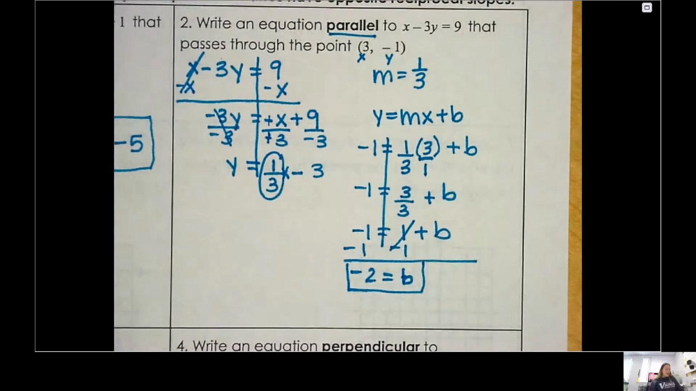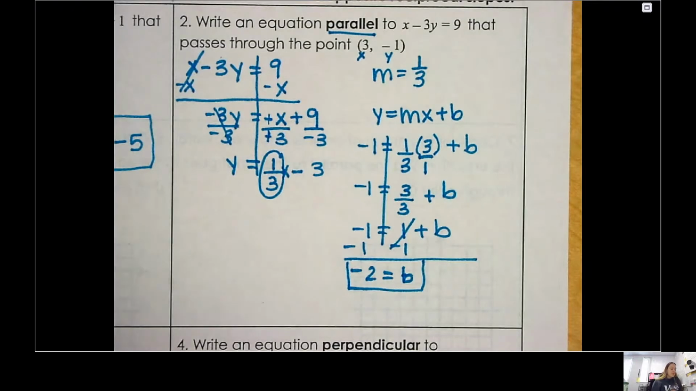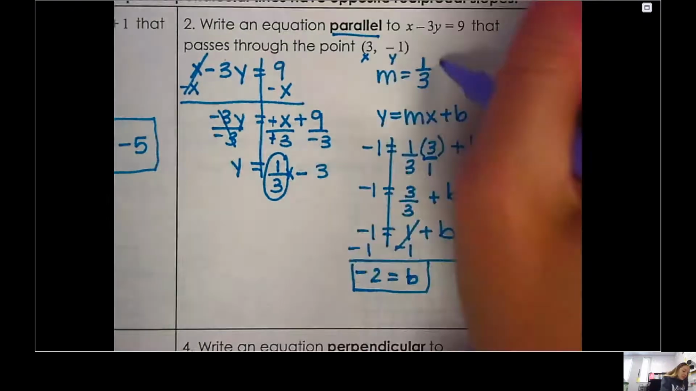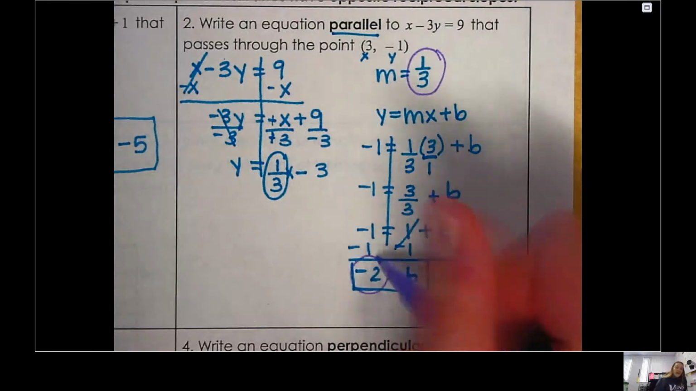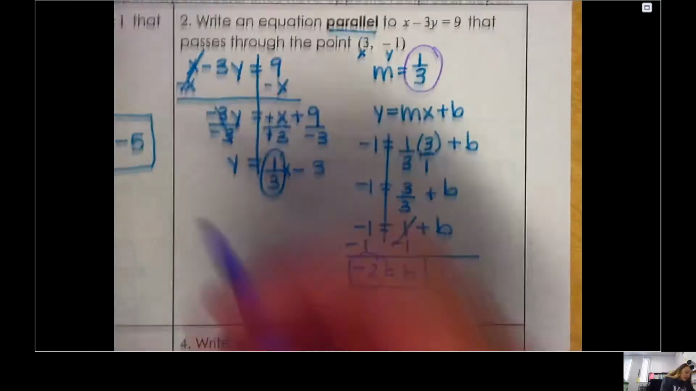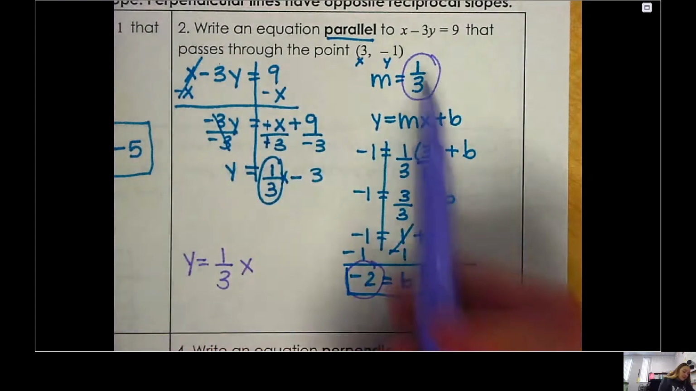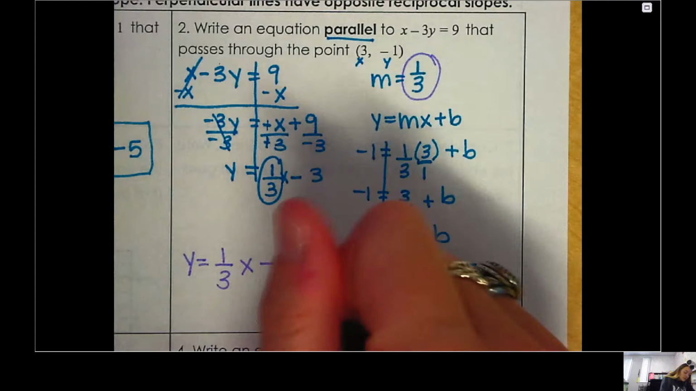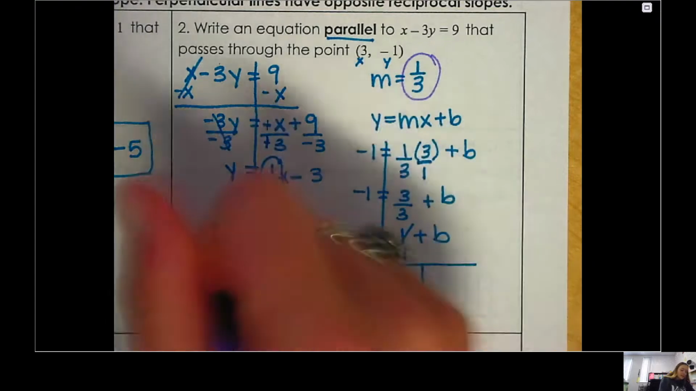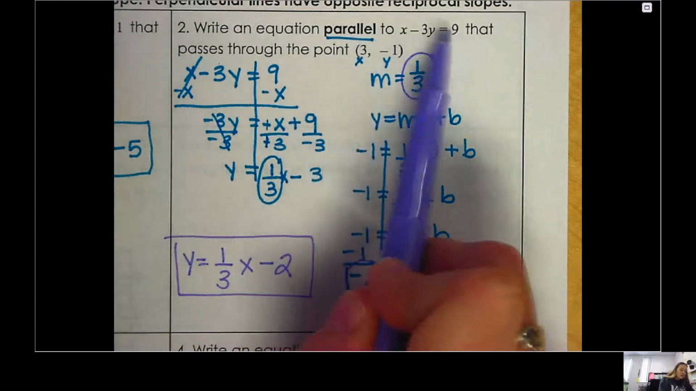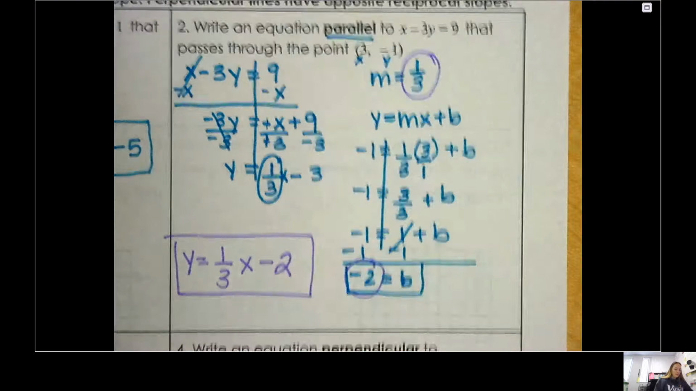So now my final step, step 5, is to substitute both my slope and my new b value into the equation to write a final equation. So it's y equals 1/3 x, my slope, x, minus 2. That's the equation of a line that is parallel to this one and goes through the point 3, negative 1.